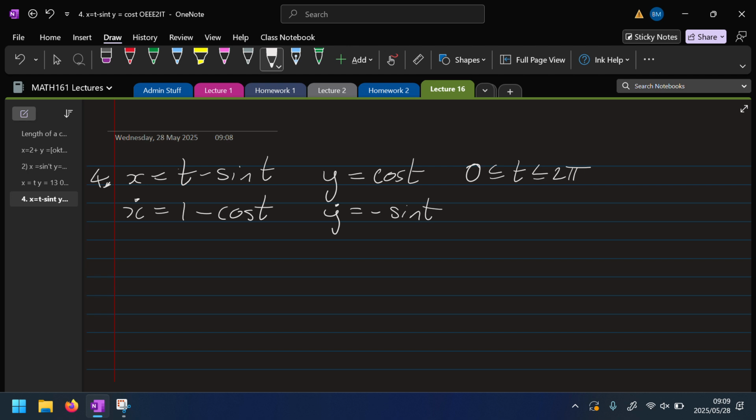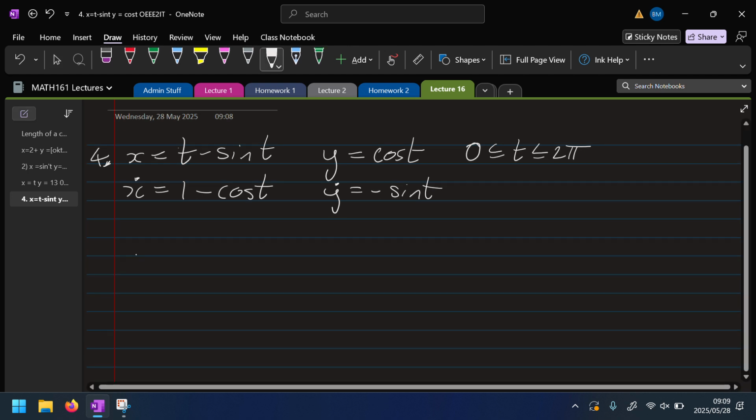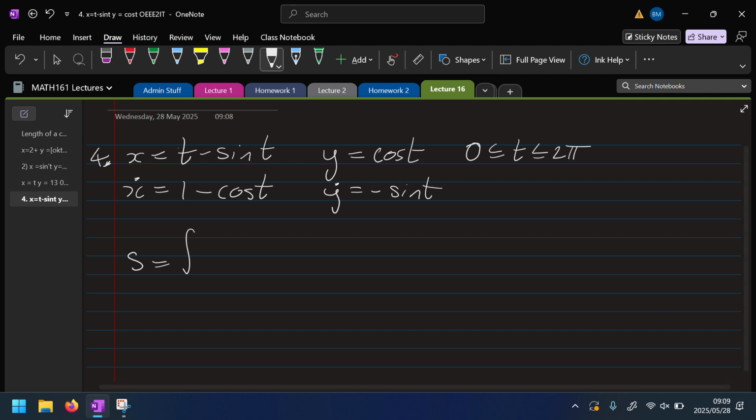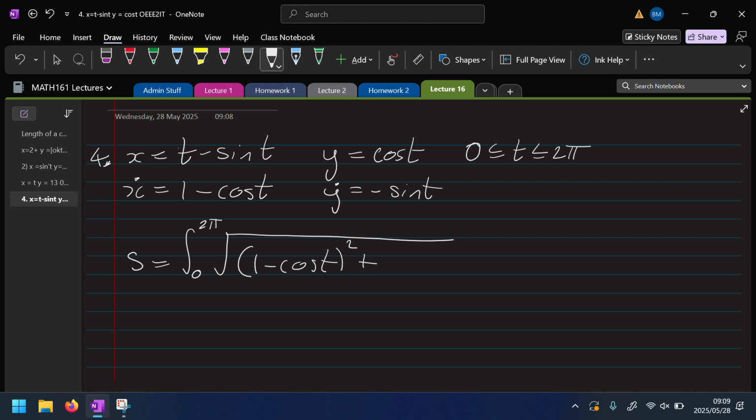Okay, we got x dot, y dot. Let's substitute into the formula. So s, that's equal to the integral. The bounds for t are given, 0 to 2 pi. Then we got the big root. X dot squared, so that's 1 minus cos t squared. And y dot squared, that's sine squared. Okay, so we're going to end up with some sort of trig integral here.